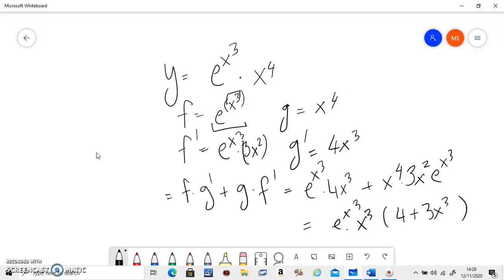Now if you're not sure about simplifying, then you should see some basic videos about how to simplify algebraic expressions, or how to factorize algebraic expressions. Okay, I hope that made sense. This is very important, product rule. Any questions, you can type it below.